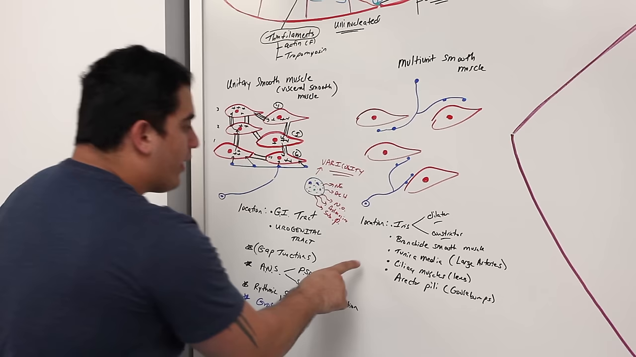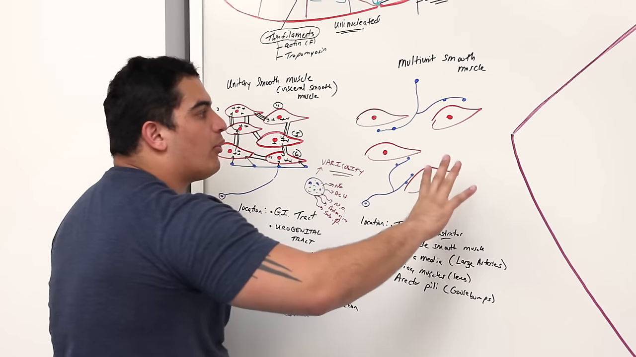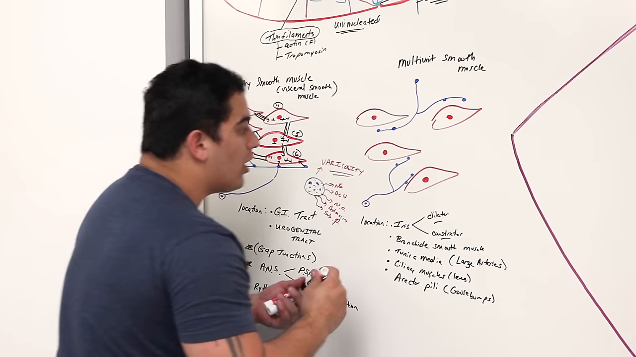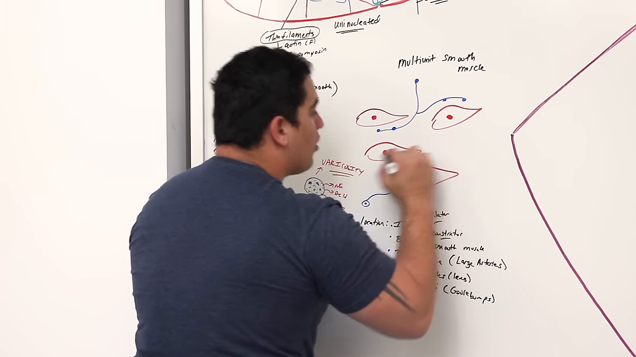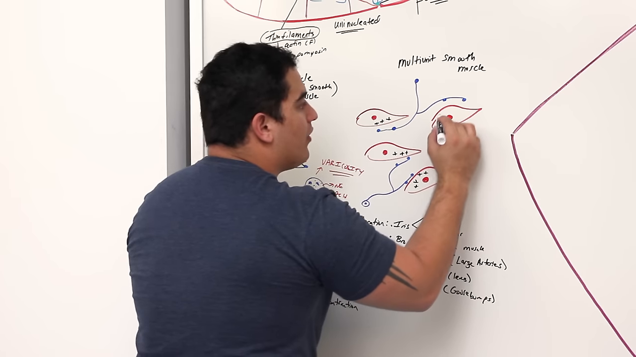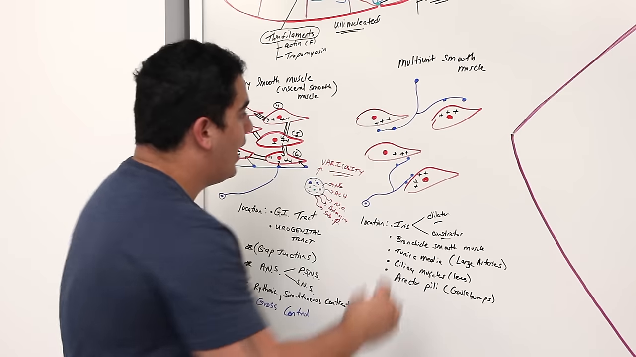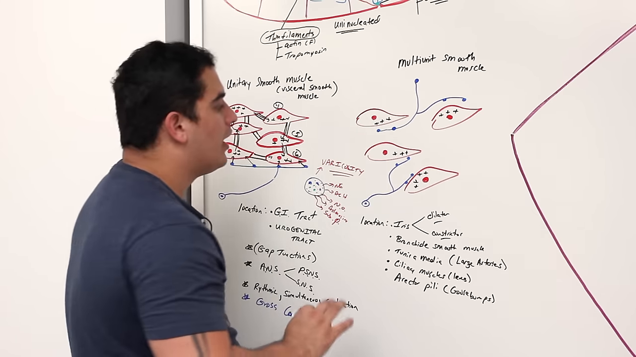Now, with this one, look at these. They're all separated from one another. There's no gap junctions connecting these. So each one of them has its own stimulatory neuron. It doesn't always have to be stimulatory, remember that. It could obviously be inhibitory, but we're talking about it in the sense of stimulation.